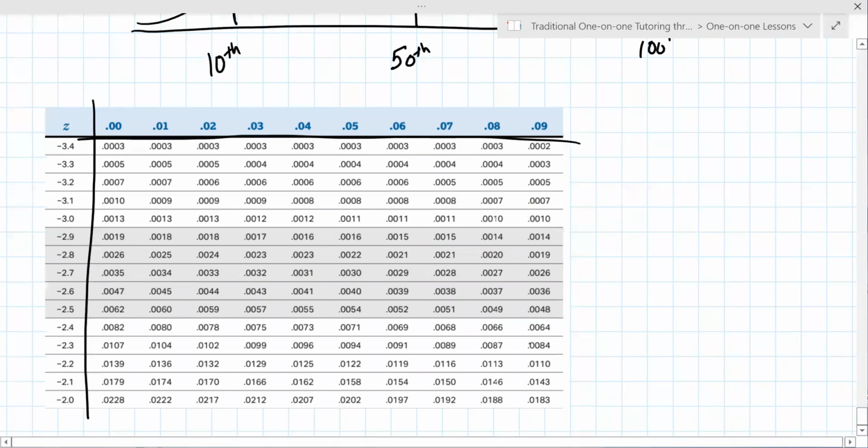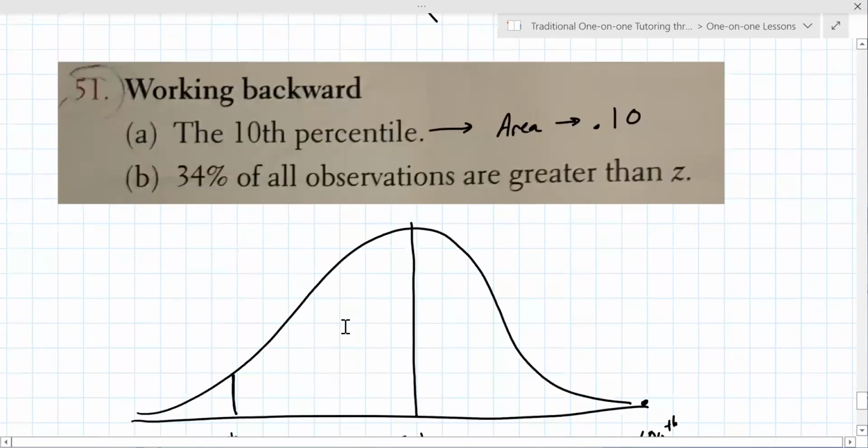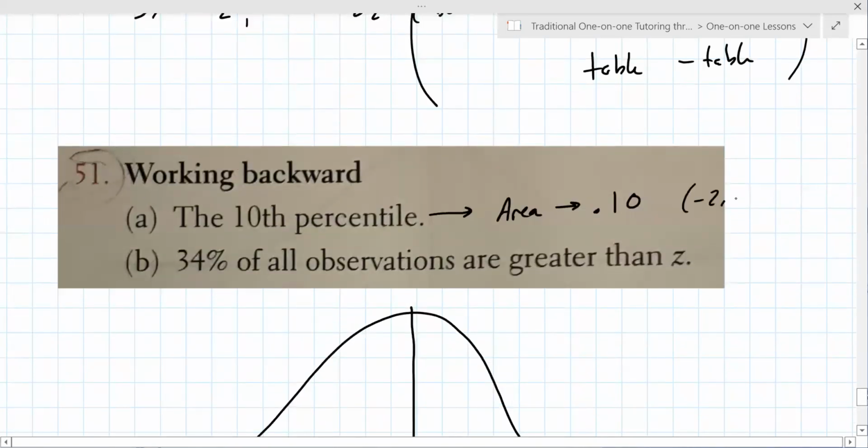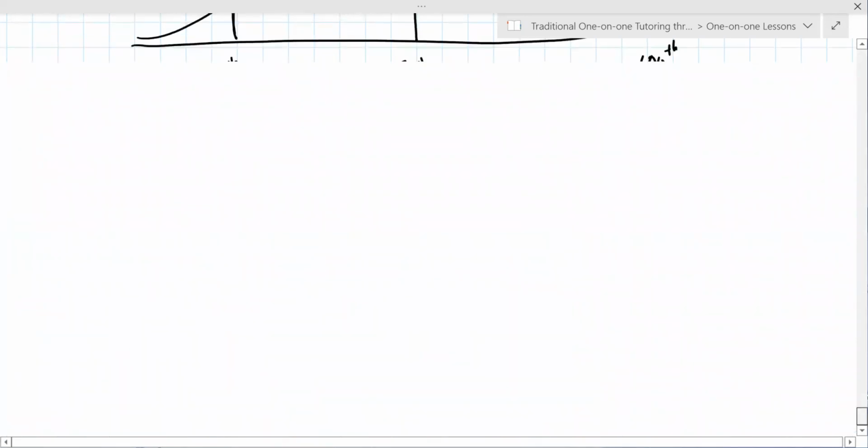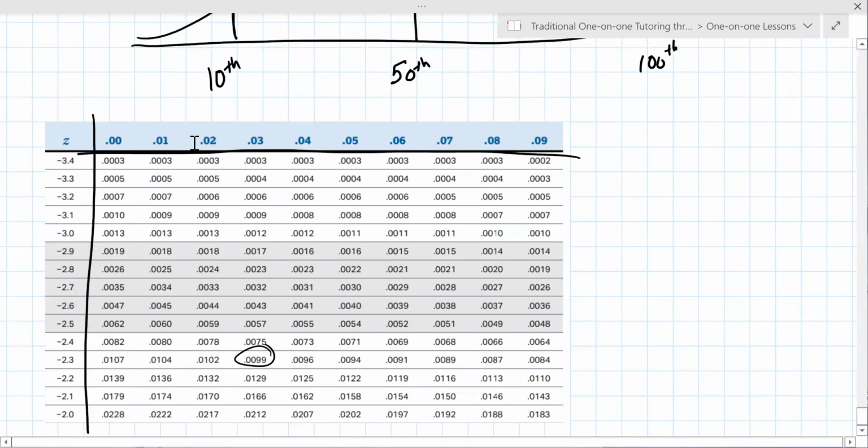Negative 2.33. Yeah, I like that. So that's the answer to part A. Oh, that makes a lot of sense. Yeah. There really are two types of questions, backwards and forwards in this. You're either given a z, like we did in the first problems, to find the area, or you're given the area to find z. That's it.